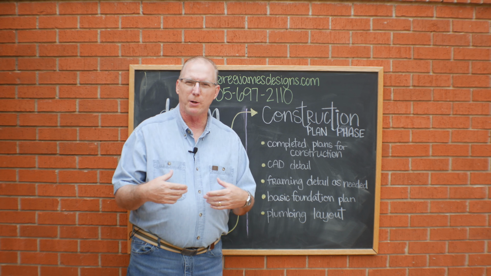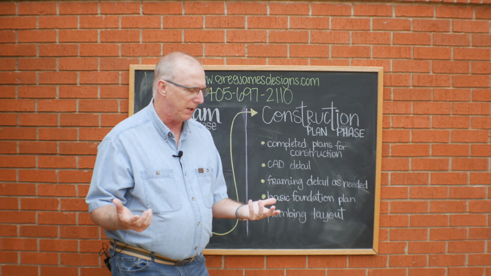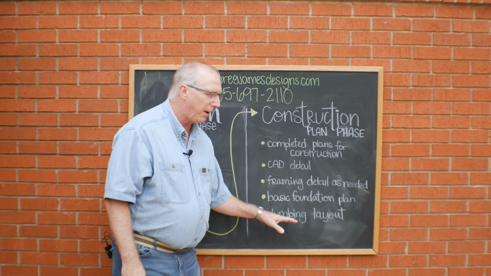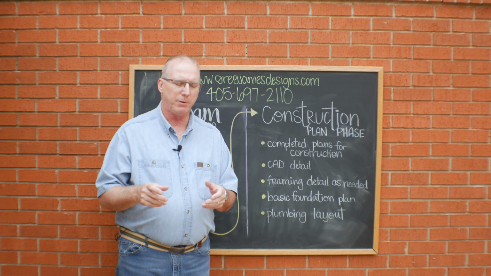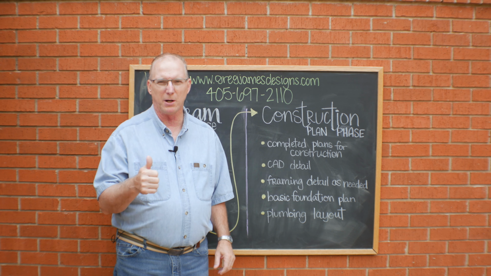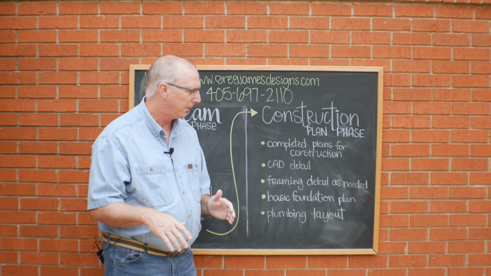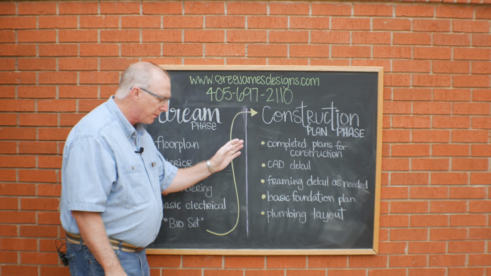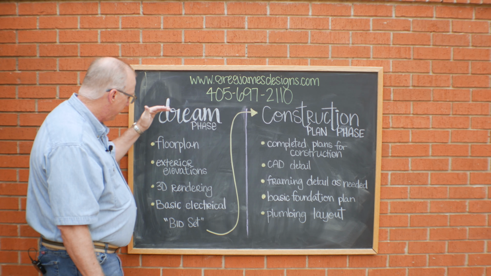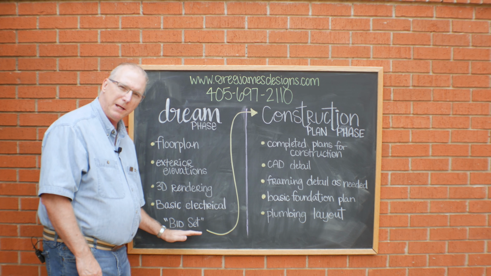And where the water comes in, he'll determine that as well. So you get a plumbing plan, but it's a basic plumbing plan. Once again, mainly we mark the toilets just to make it easy, and they're the proper distance from the walls, okay? So just to recap, your two steps, your dream phase, which gets you to your bid set.